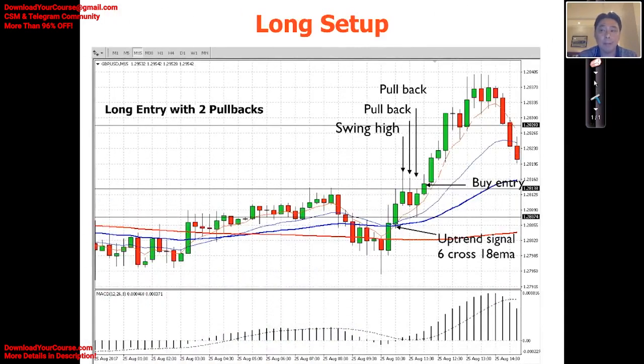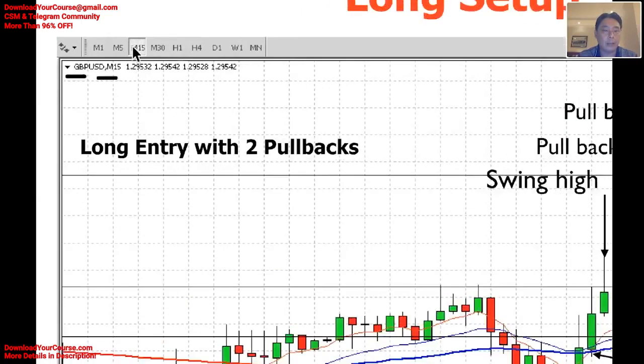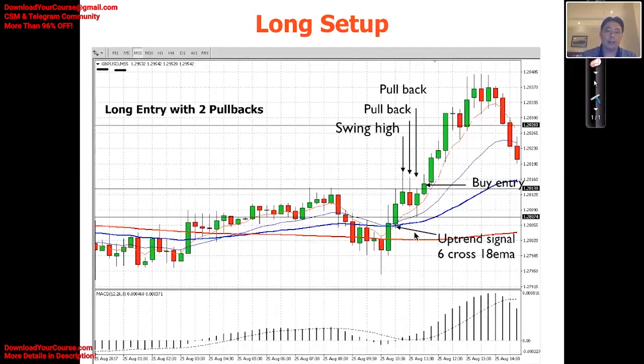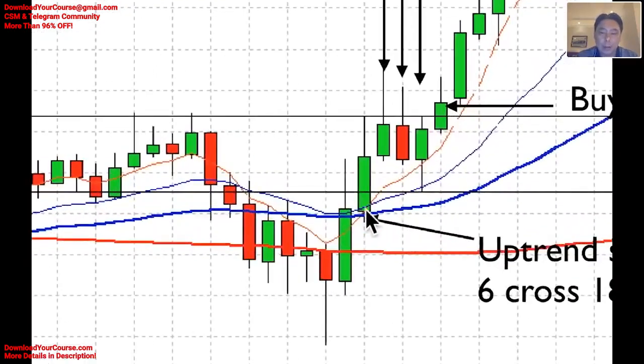Here's another example, and this is again on the pound dollar 50-minute candles. Okay, so let's take a look at the pattern again. So again, this red line, that's the 6 EMA. The blue line is the 18 EMA. So we've got the 6 EMA crossing above the 18 EMA. Can you see that? Okay.